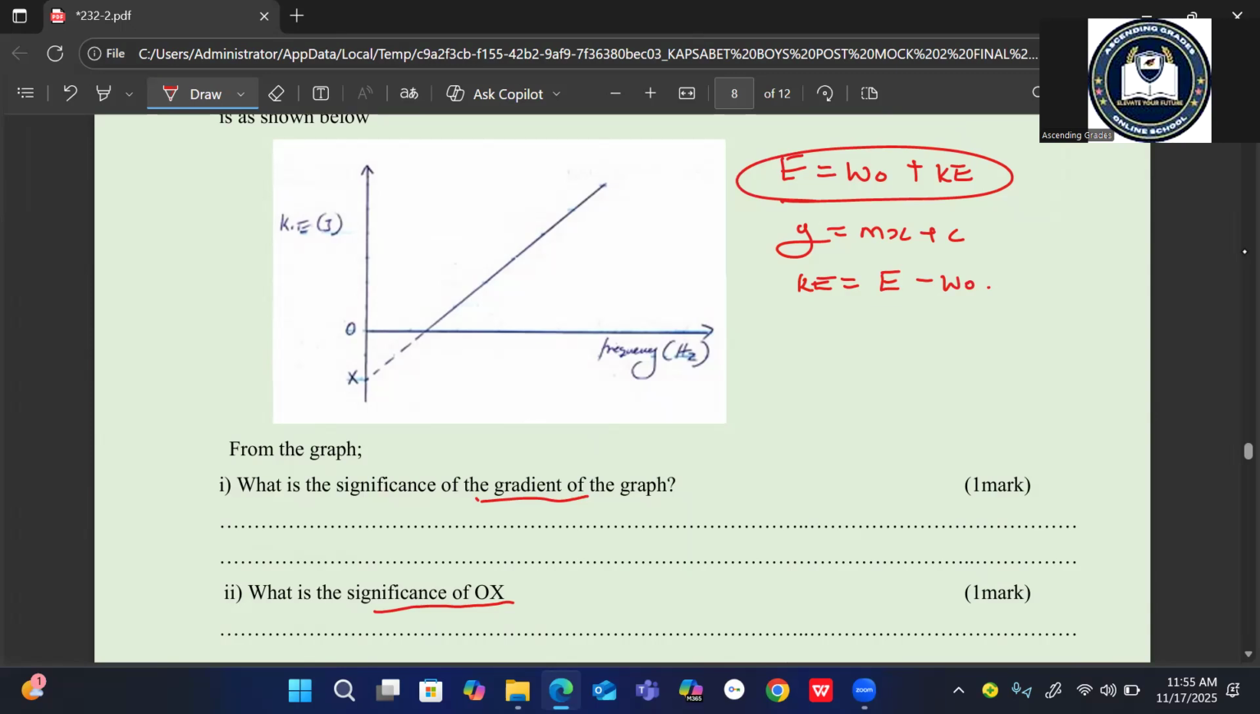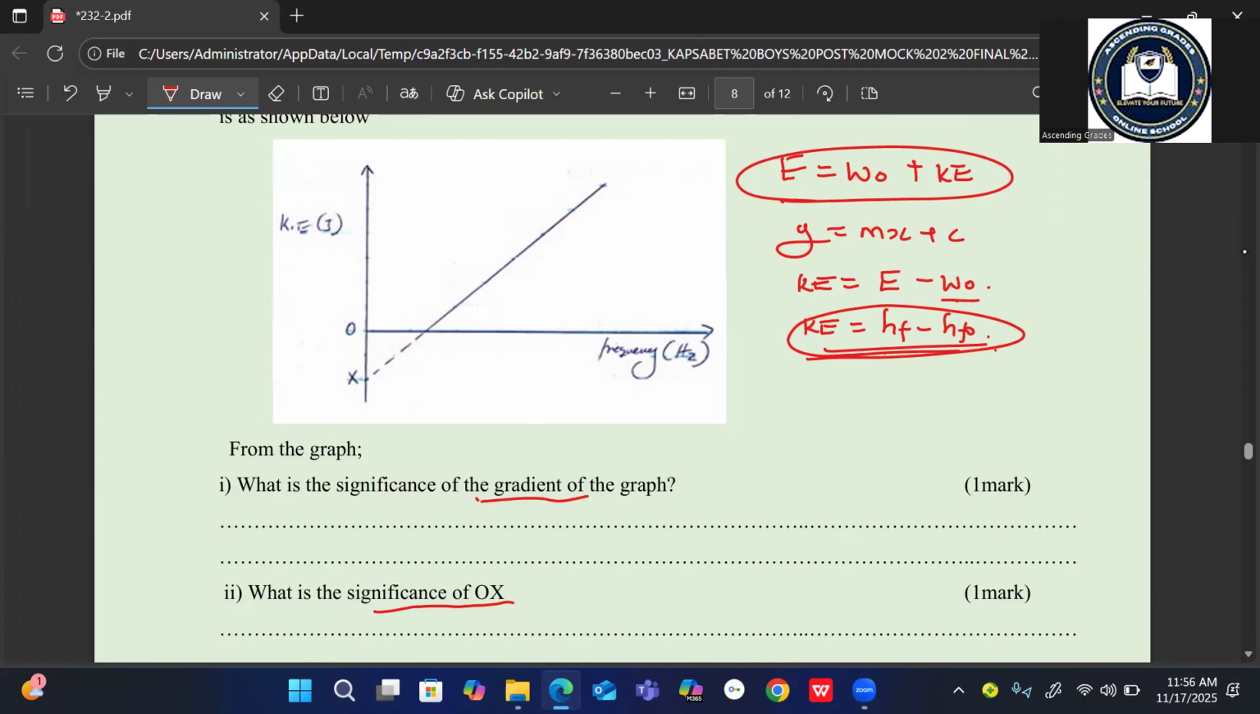How do we write energy and work function? Kinetic energy will be given by hf minus hf naught. So from this one, we'll be able to respond to these questions.